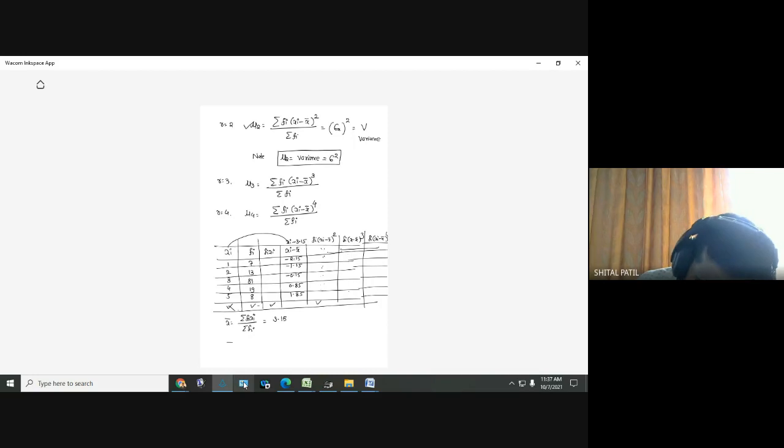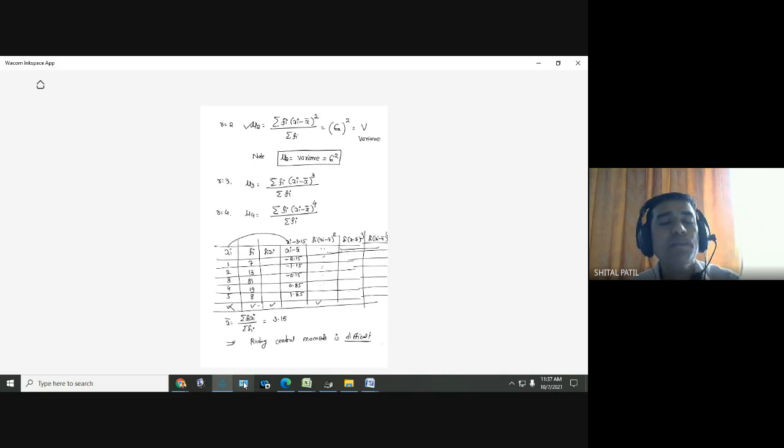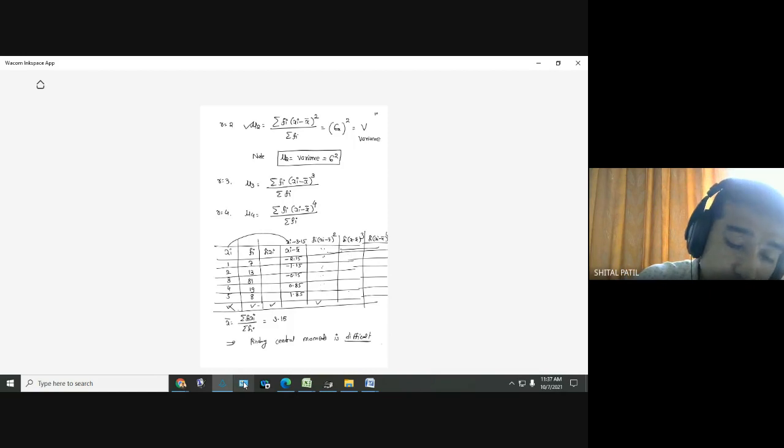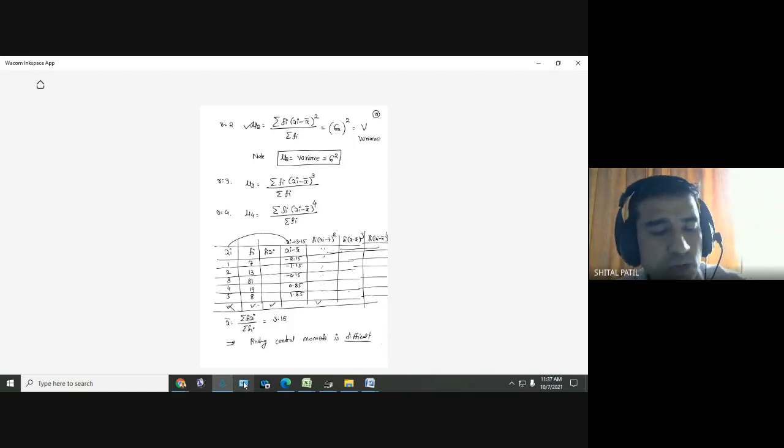So what is the conclusion? Finding central moments, I'm not saying not possible, is difficult. So we have to simplify this. And how is it simplified? For that we have to find central moments about a number. Sorry, not central moments. We have to find moments about a number. Let me do that on the next page.